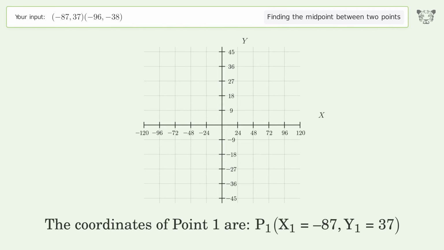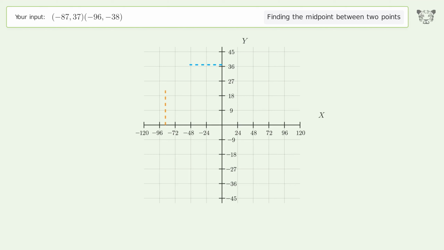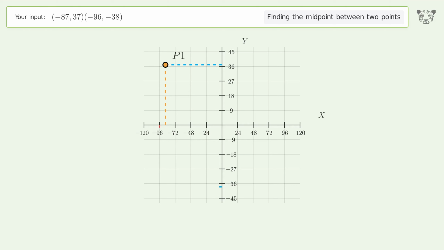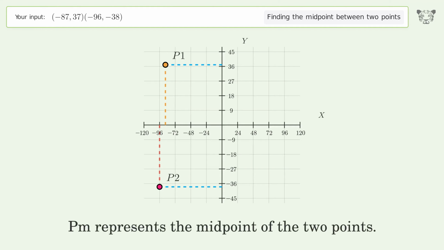The coordinates of point 1 are x1 equals -87, y1 equals 37. The coordinates of point 2 are x2 equals -96, y2 equals -38. PM represents the midpoint of the 2 points.